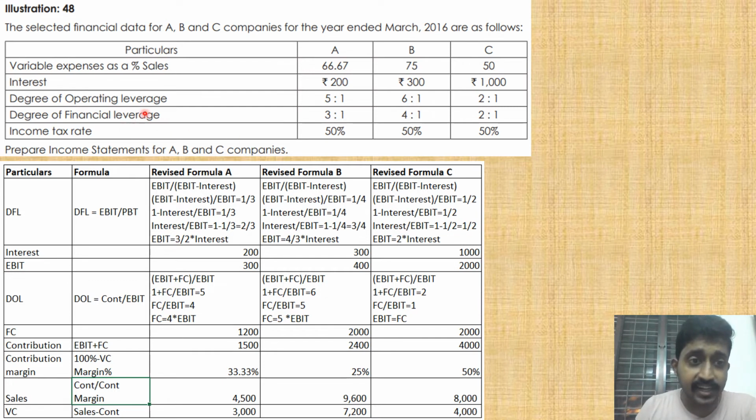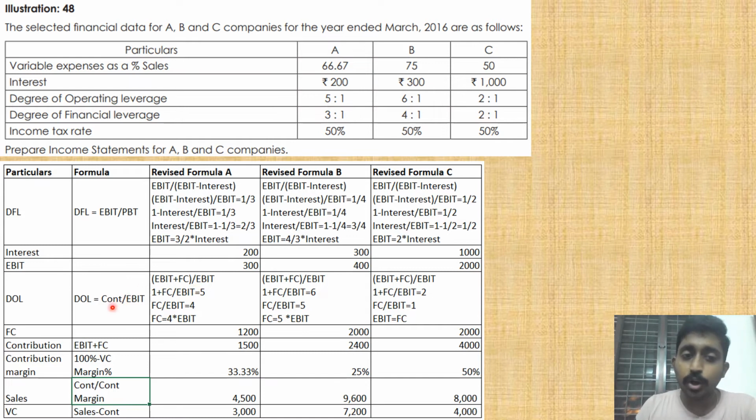And interest is already given in the question, 200, 300,000. Interest I have taken here, and the derived formula you can apply for the interest value, and you can find the EBIT. Now very smart, we have found the EBIT. Let us apply the degree of operating leverage. So degree of operating leverage is contribution divided by EBIT, and contribution is nothing but EBIT plus fixed cost, because we already have the EBIT figures. We have to find the fixed cost.